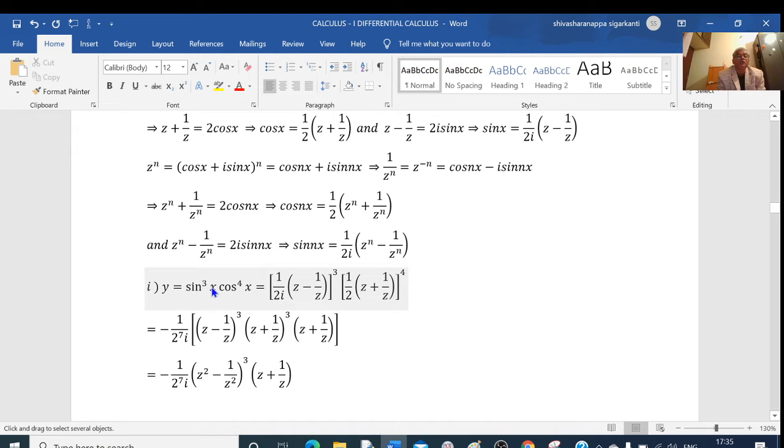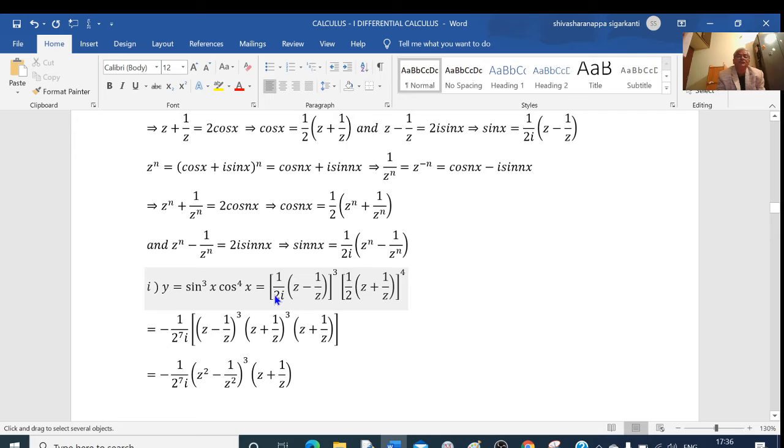y equals sin cubed x into cos to the fourth x. I have to find the nth derivative of this. For that, let z equal cos x plus i sin x. Then sin x can be written as 1 by 2i into (z minus 1 by z) to the power of 3, and cos x can be written as 1 by 2 into (z plus 1 by z) to the power of 4.